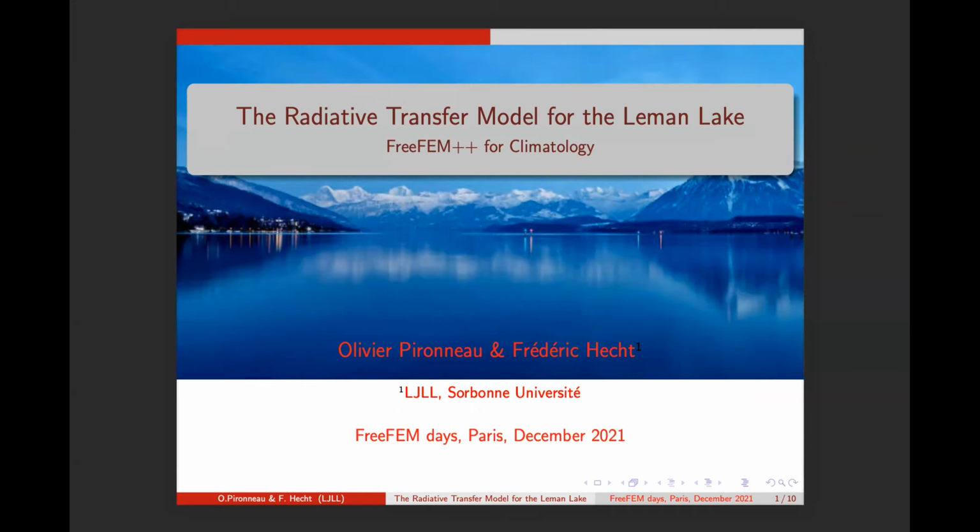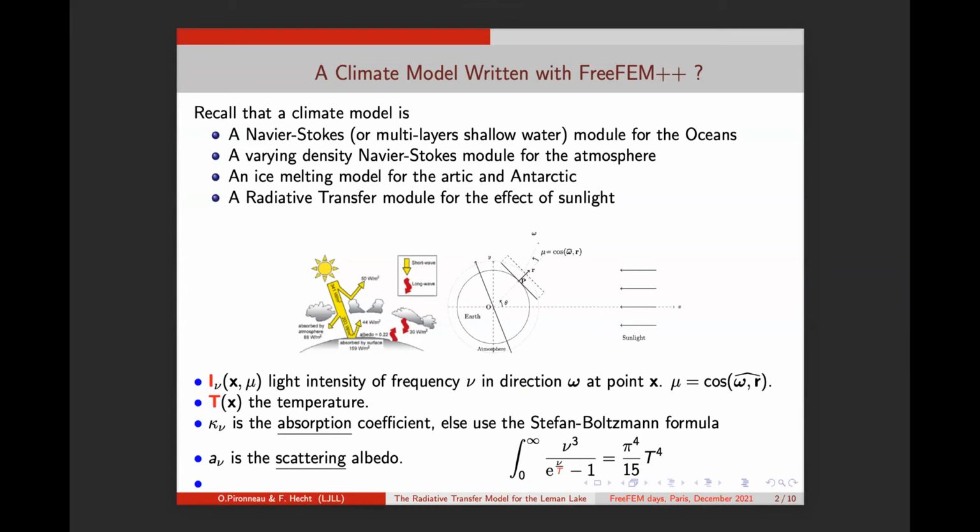So, I would like to talk to you about radiative transfer and its application to anything connected to climate. My first question is: why has nobody written a climate model in Python? Actually, Python can do it. Because what is a climate model? It is a Navier-Stokes equation for the ocean and a Navier-Stokes equation for the atmosphere.